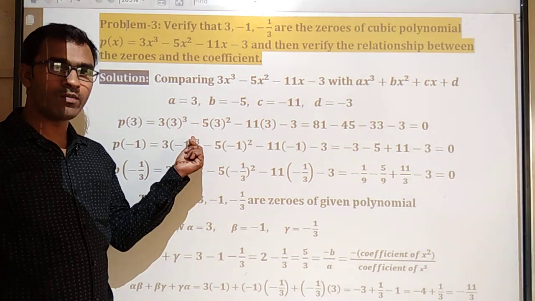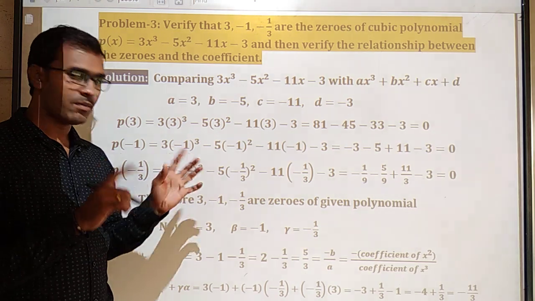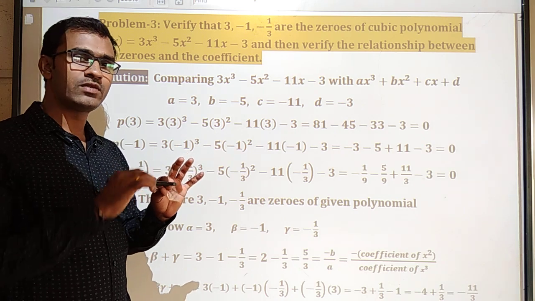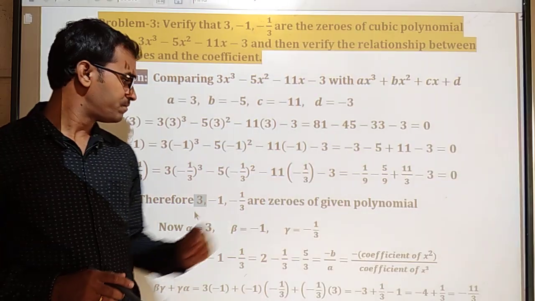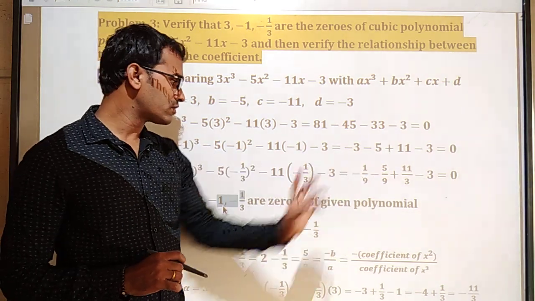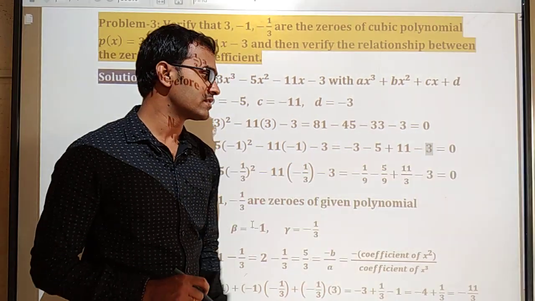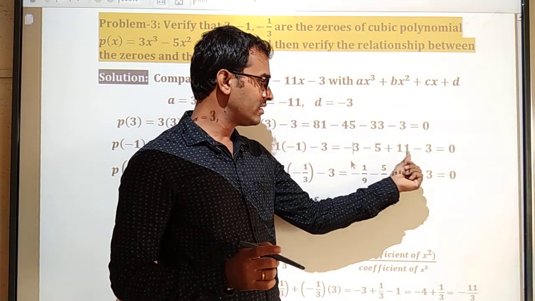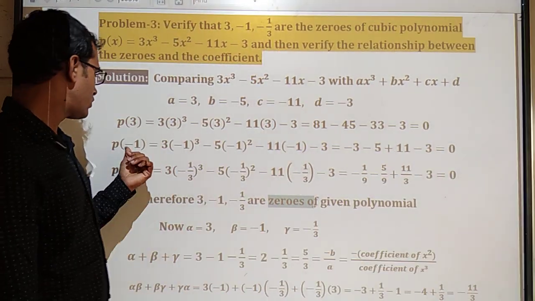Minus 1 cube equals minus 1: minus 1 into minus 1 into minus 1. Minus 1 into minus 1 is plus 1, plus 1 into minus 1 again is minus 1. So minus 1 into 3 is minus 3. Minus 1 square is plus 1, so 1 into minus 5 is minus 5. Minus into minus is plus, so 11 into 1 is 11, minus 3 as it is. So this is minus 3, minus 5, minus 3, minus 11, plus 11. Both cancel, 0. This way you get P of minus 1 is also equal to 0.